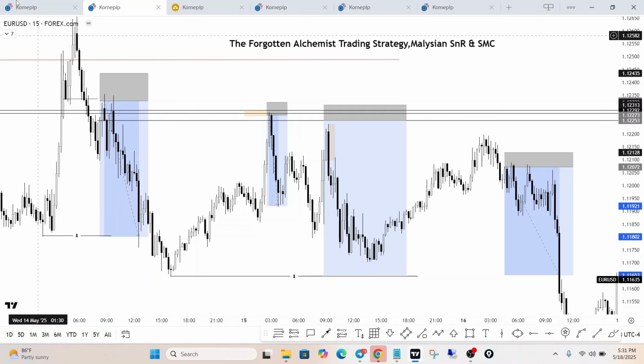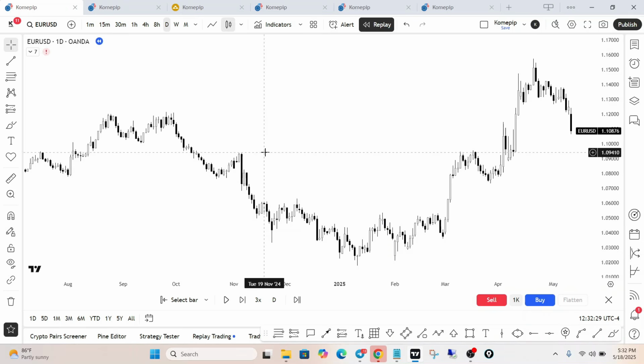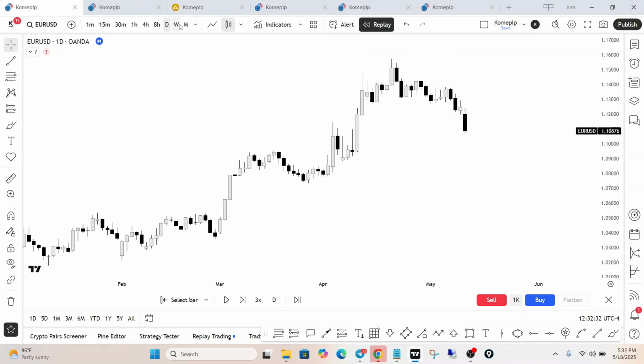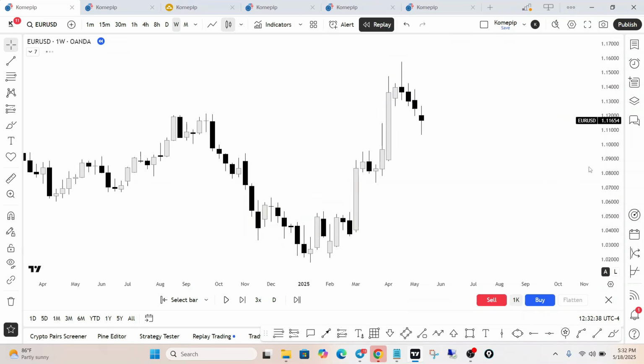We're going to use the replay feature so that we'll get everything clean. So let's use a clean chart. The first thing we need to do is go to the higher time frame. For each Monday, we'll need to go to the weekly time frame to see what price is doing. So on this chart, what can we see on the weekly time frame?